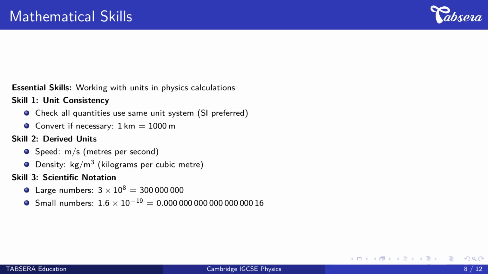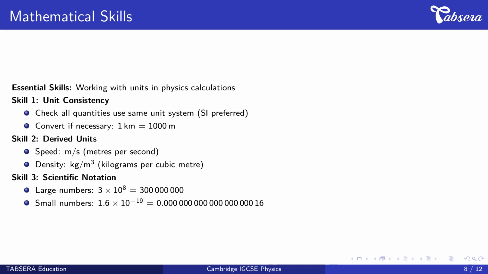Second, derived units. Some quantities combine basic units. Speed uses meters per second, written as m/s, showing distance per unit time. Density uses kilograms per cubic meter, written as kg/m3, showing mass per unit volume. Understanding how units combine helps check if calculations are correct.